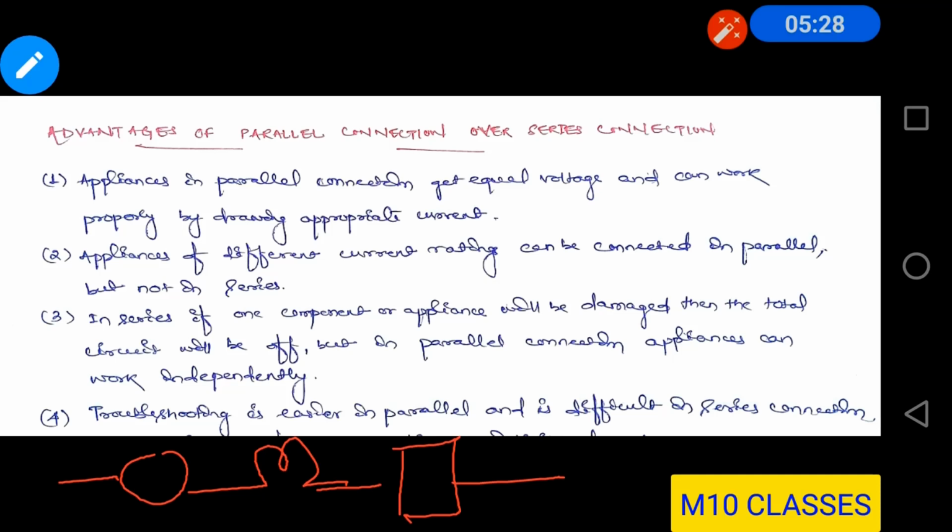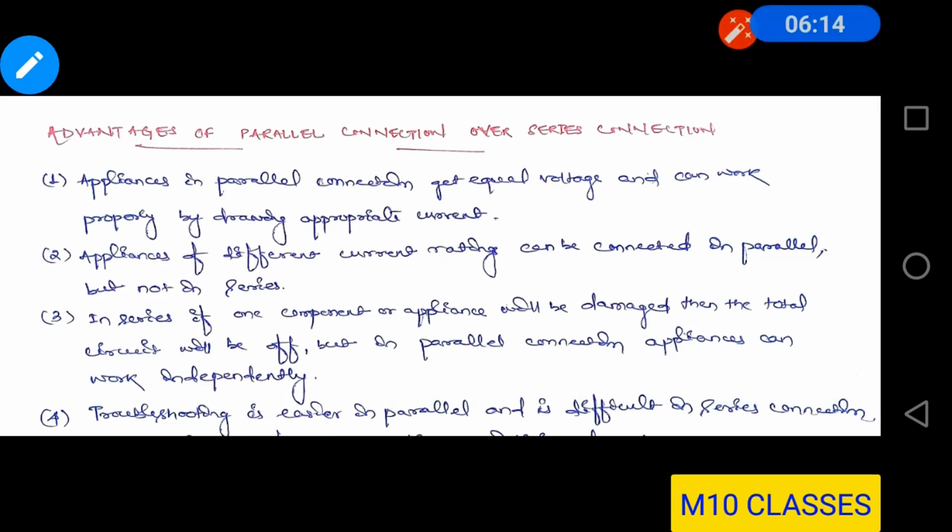Now, the current rating of a heater is, let's say, 2 ampere. For a bulb, let's say it is 0.5 ampere, and for the mobile charger, let's say 0.25 ampere. Whenever they are connected to a voltage source, the heater, as it has a 2 ampere current rating, will try to draw 2 ampere current. When 2 ampere current is drawn, it will pass through the bulb and the mobile charger, and they will get damaged. That is why appliances of different current rating cannot be connected in series. They can be connected in parallel but not in series. In series connection, they will get damaged.